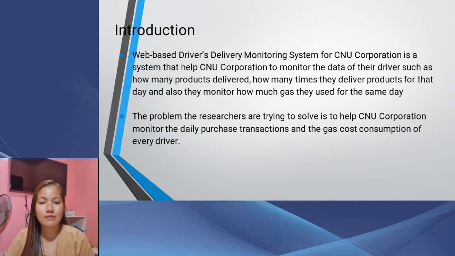Web-based drivers delivery monitoring system for CNO Corporation is a system that helps CNO Corporation to monitor the data of their driver, such as how many products delivered, how many times they delivered products for that day, and also they monitor how much gas they use for the same day.